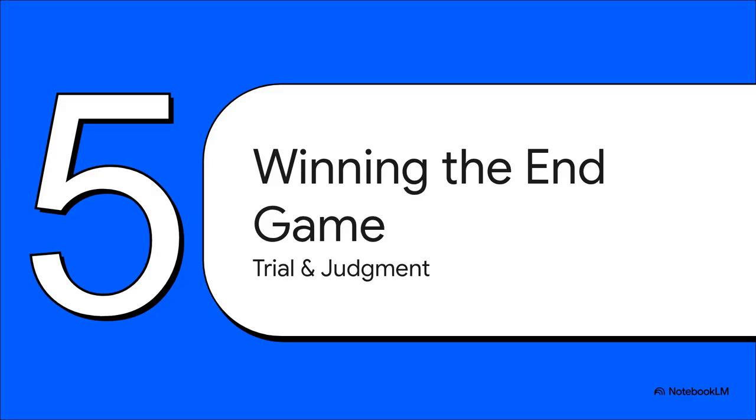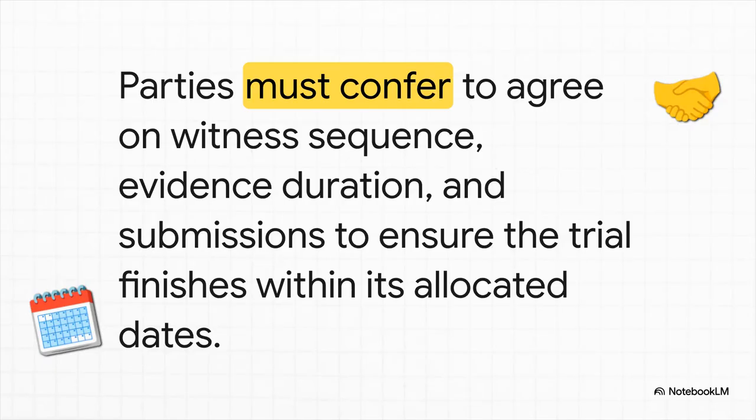Okay, so you've navigated the reviews, you've wrangled your evidence, and now you are heading for the endgame, trial. Let's cover the final moves in the playbook and talk about the ultimate prize for playing by the rules. Now, before you even think about getting trial dates, there's a final checkpoint. The court will not give you dates without a realistic trial plan. It's mandatory. You and the other side must sit down and agree on the witness order, how long each one will take, and the timing for submissions. Why? The goal is simple. Make sure the trial actually finishes when it's supposed to.